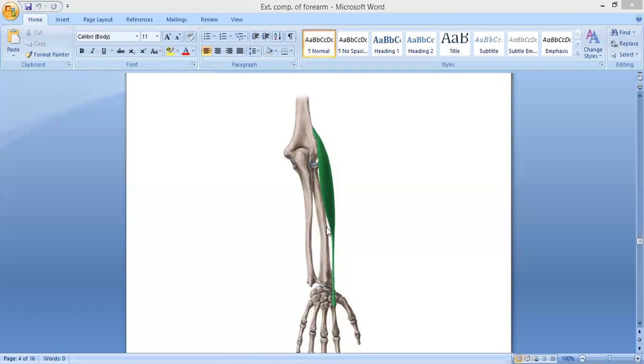What is its function? As it is going to cross the wrist joint, it is responsible for what? Extension of the wrist. Extensor carpi radialis longus is the extensor of the wrist and the abductor of the wrist. It is going to abduct the wrist along with the flexor carpi radialis.